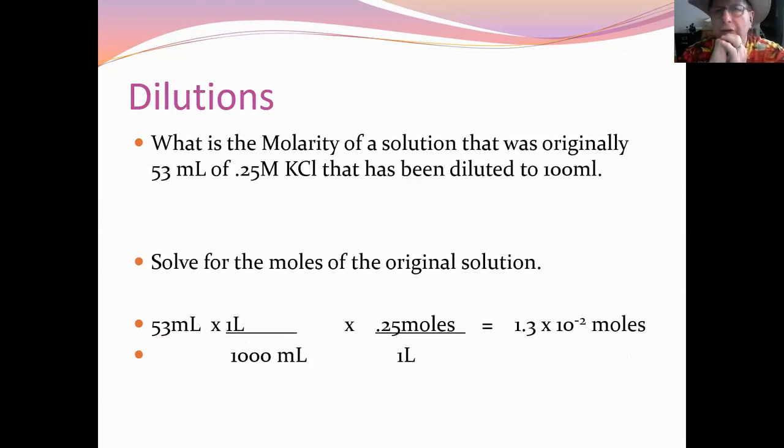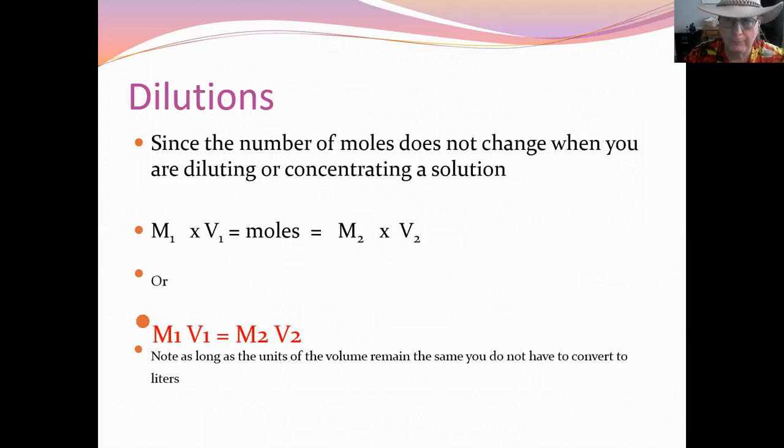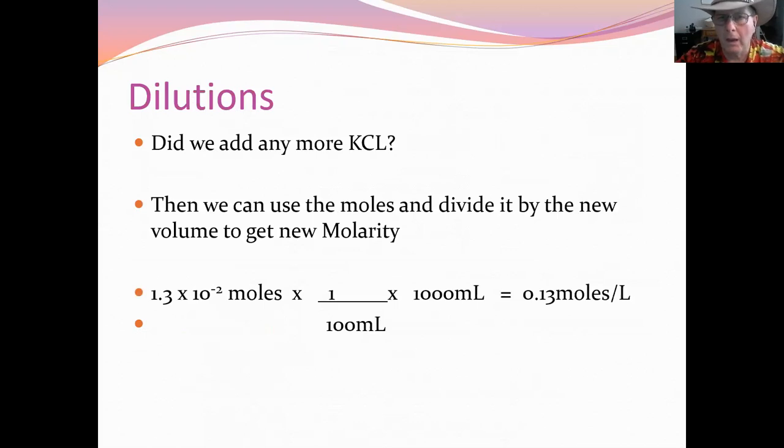All right. What is the molarity of a solution that was originally 53 milliliters of 0.25 molar KCl that has been diluted to 100 milliliters? We're going to do it the long way first. I'm going to divide my 53 milliliters by 1,000, 1 liter over 1,000 to get the liters. I'm going to multiply that by 0.25 moles, and I'm going to get 1.3 times 10 to the minus 2 moles. We didn't add any more KCl, so this is the amount that we have in our final.